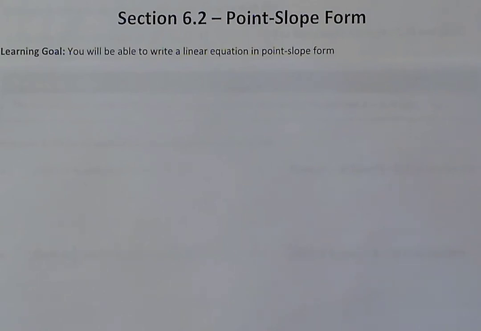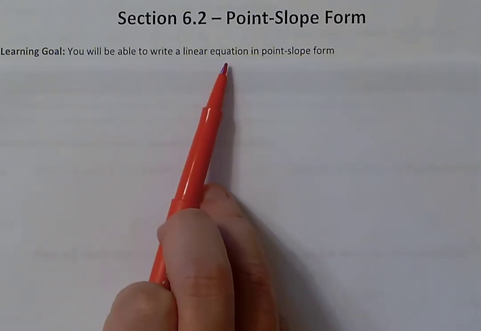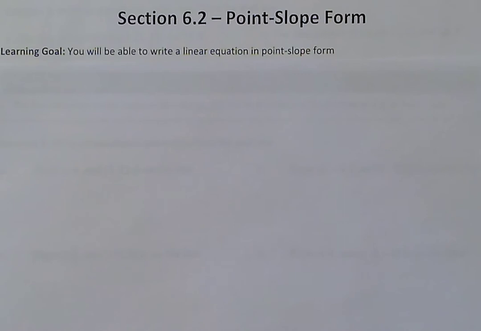For today's lesson, we're going to be taking a look at section 6.2, which is going to deal with point-slope form. So yesterday we talked about slope-intercept, the y equals mx plus b. Today we're going to take a look at point-slope, which is just another form of writing linear equations. We have one learning goal for today: you will be able to write a linear equation in point-slope form. And that's what we'll take a look at today.